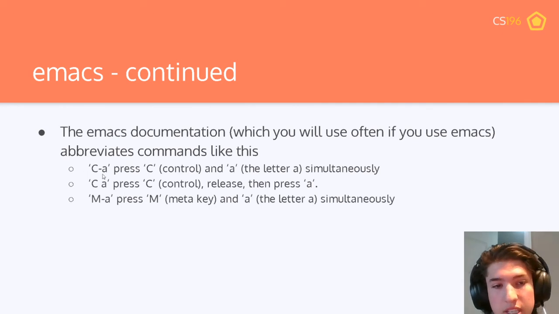If you see something like C-A, it means press Control and A simultaneously. So hold Control, press A essentially for that, right? If you see C space A, it means press Control, release, and then press the letter A. Same thing with M. Again, we abbreviate the meta key as M, so M-A means hold Alt and then press A. Bonus points if you can tell me what C-A does.